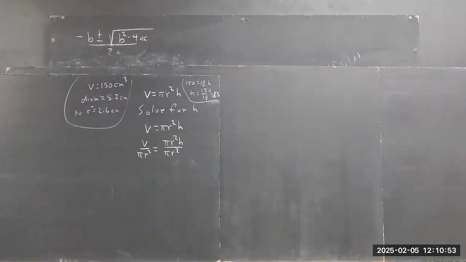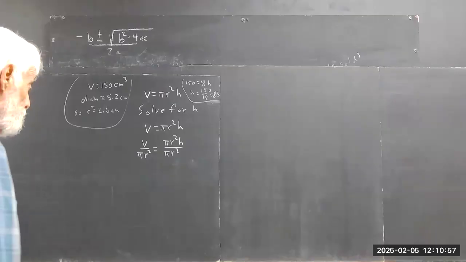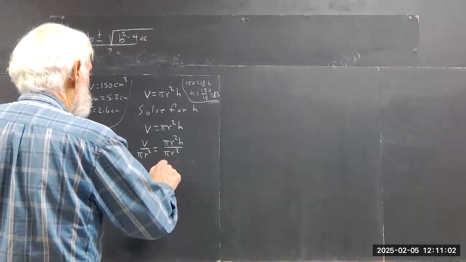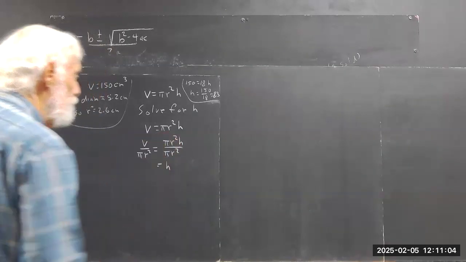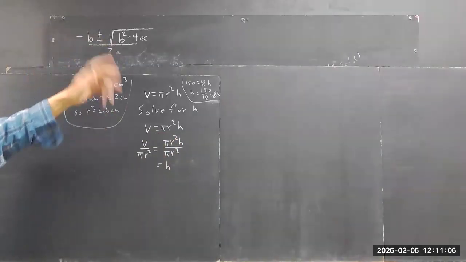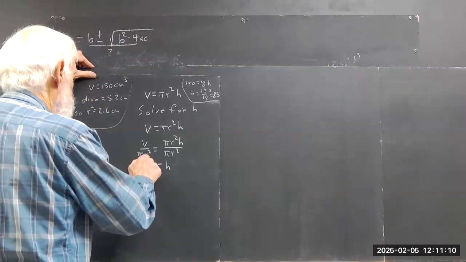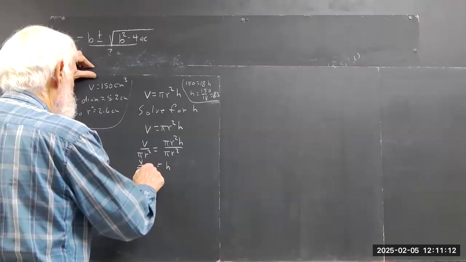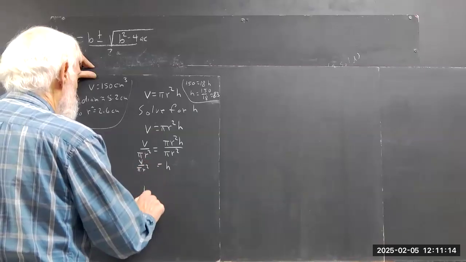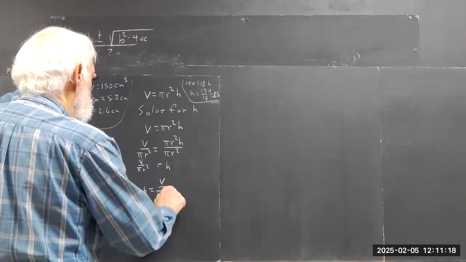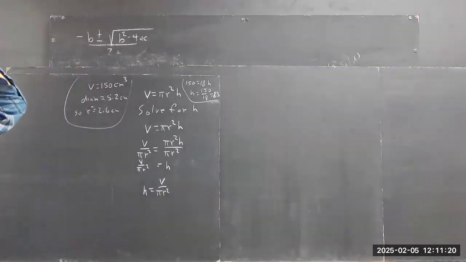Make sense? And then we get just H on this side, since pi r squared divides pi r squared, which is just H, and V over pi r squared. Then we probably write that as H equals V over pi r squared.